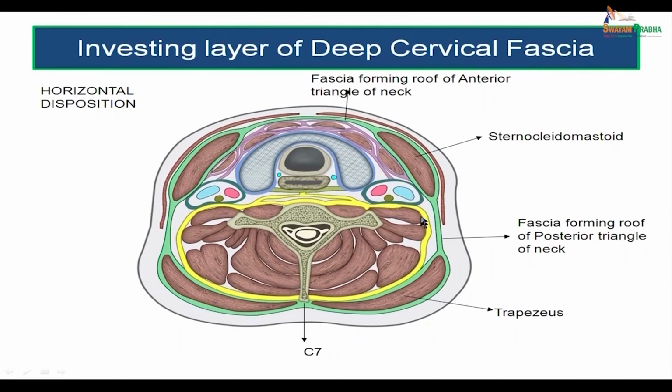So again, coming back to the diagram, we can trace the fascia from the posterior aspect. It is passing, splitting to enclose the trapezius muscle. Then it reunites and now it is forming the roof of the posterior triangle of the neck. Then it passes anteriorly, again it splits and encloses the muscle sternocleidomastoid. At the anterior border of sternocleidomastoid, it again reunites and now it passes anteriorly. Here in this location, it is forming the roof of the anterior triangle of the neck. So this was the horizontal tracing.